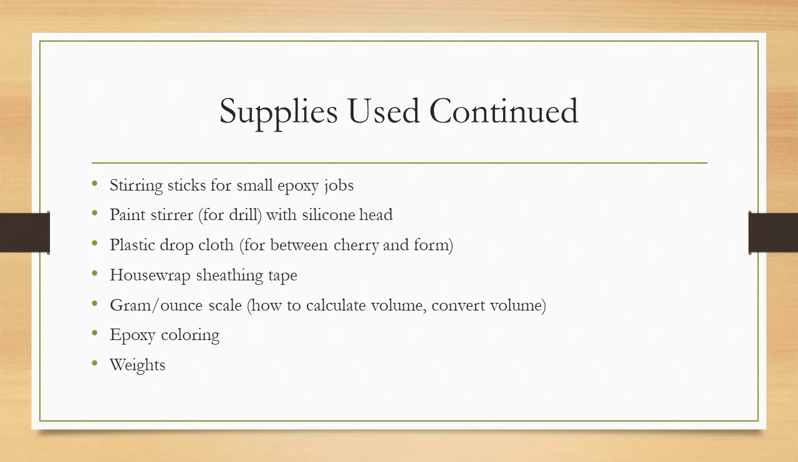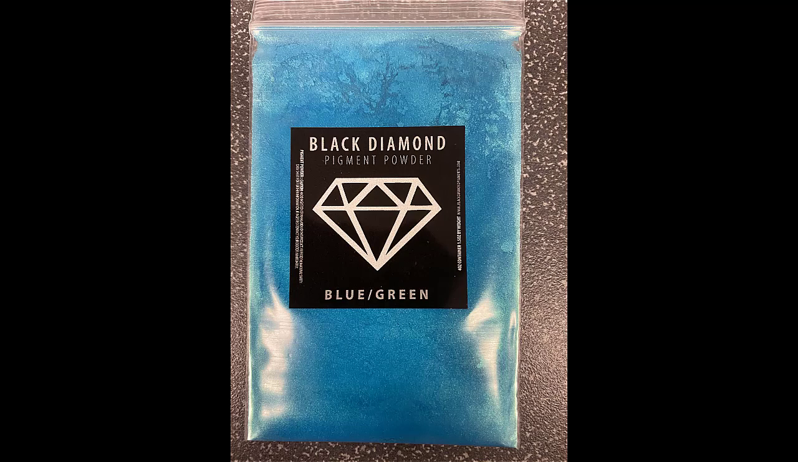I also used a gram scale, which you have to convert your volume from inches cubed into either grams or ounces. And that made measuring out my epoxy and then the activator or the hardener a lot easier. The river edge table also had some blue coloring in it. And so I used a powdered blue epoxy coloring system, and it created a real nice looking river.